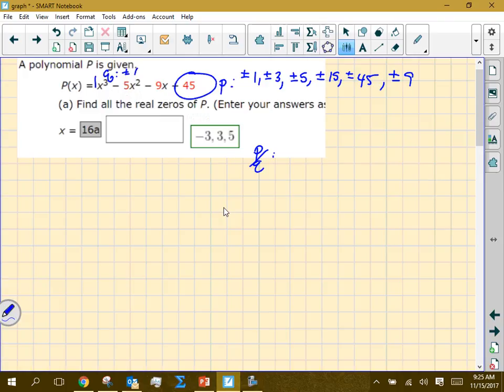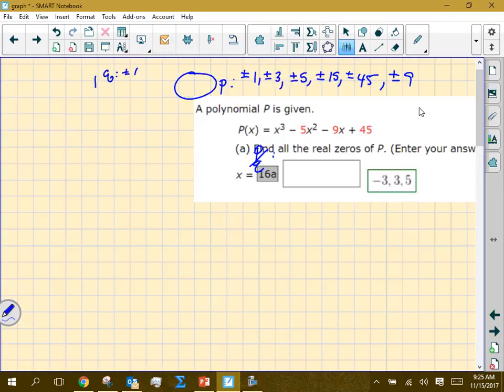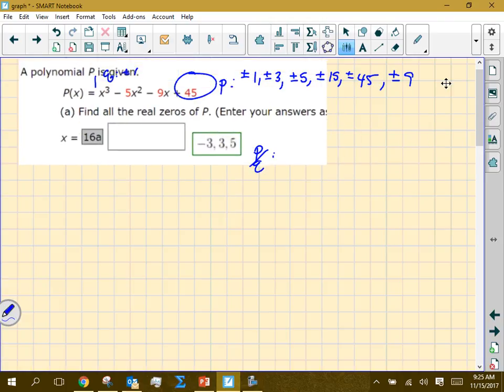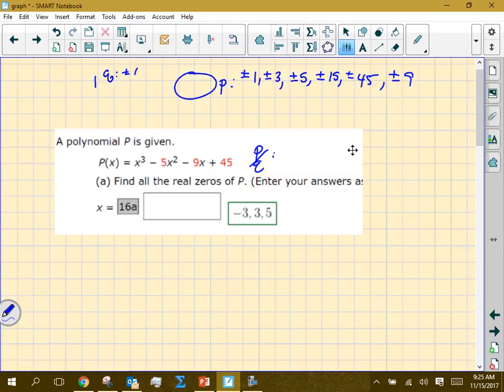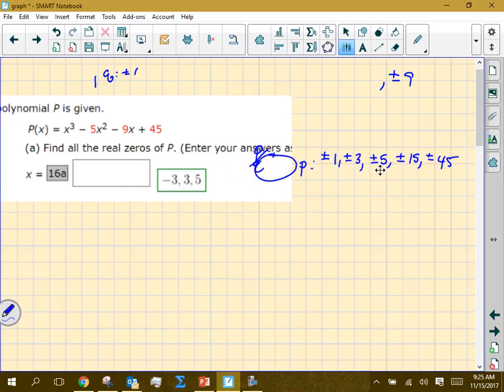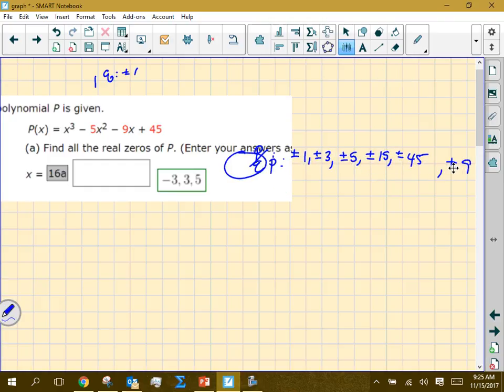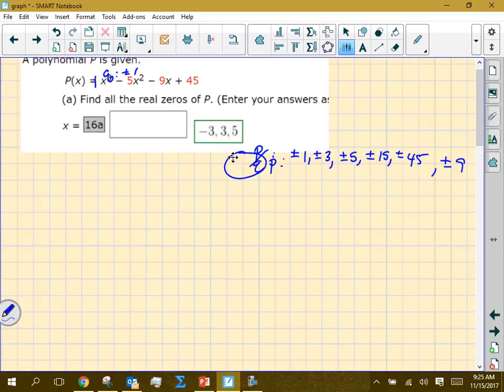All right, so your P over Q's are the same thing as that list there, okay? So let's see if we just cut and paste that. All right, so those are P over Q's. Now we go and we test those, okay?